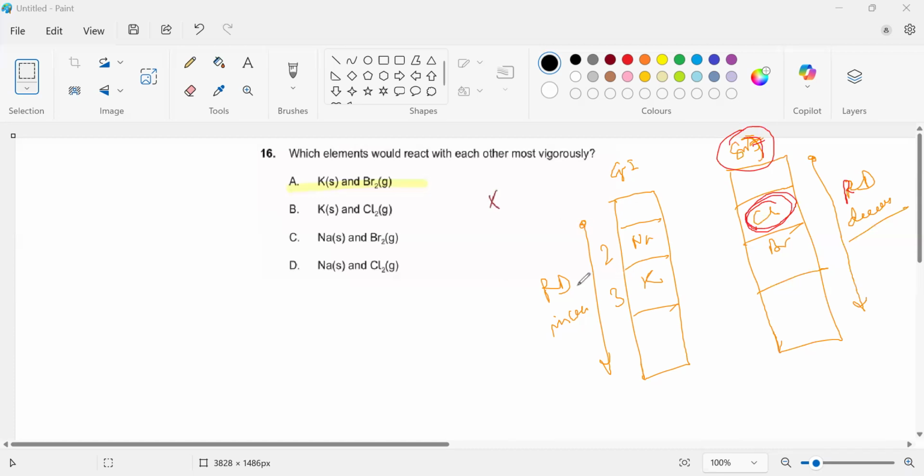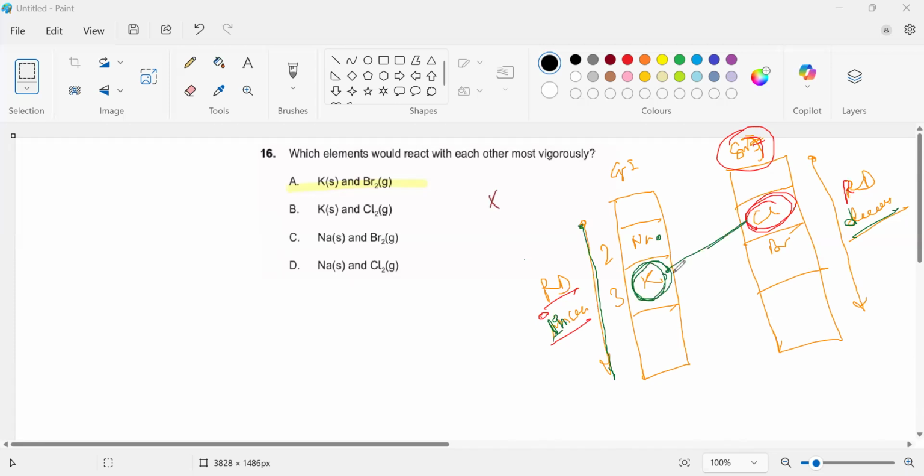Now from group number 1, what happens? The reactivity increases, right? You can write down this trick. Who is more reactive, potassium or sodium? Reactivity increases down group number 1, and for group number 7, the reactivity decreases. This thing you have to know. Which is more reactive, sodium or potassium? Potassium, right? You circle it.